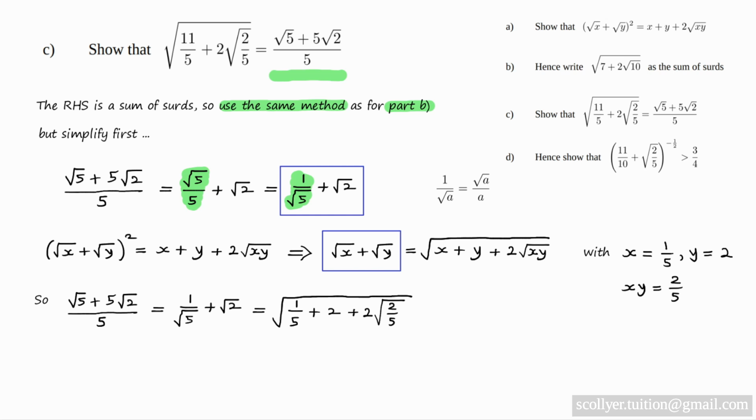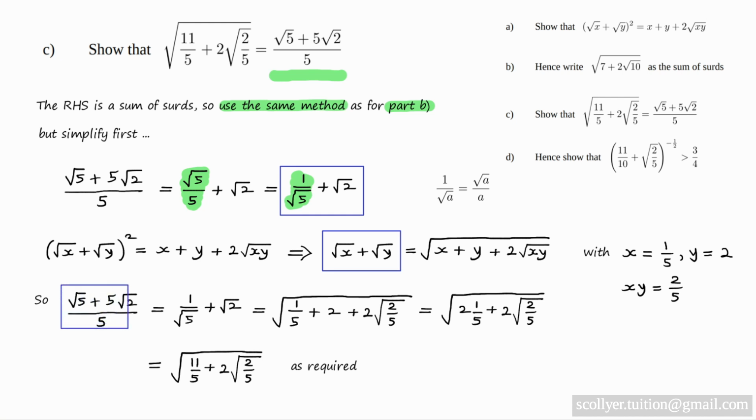1/5 + 2 + 2 times the square root of 2/5, which of course is √(1/5 + 2 + 2√(2/5)), which finally simplifies to √(11/5 + 2√(2/5)). And so we have shown that (√5 + 5√2)/5 equals √(11/5 + 2√(2/5)) as required.